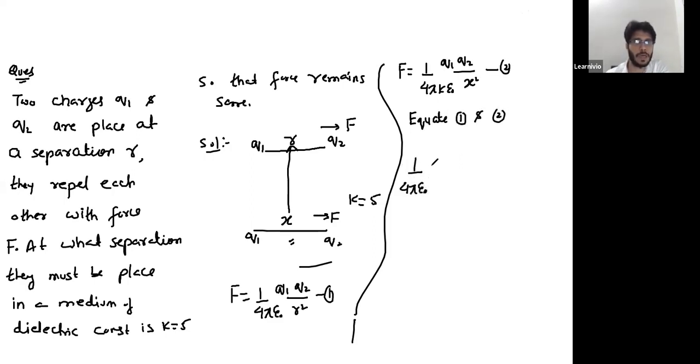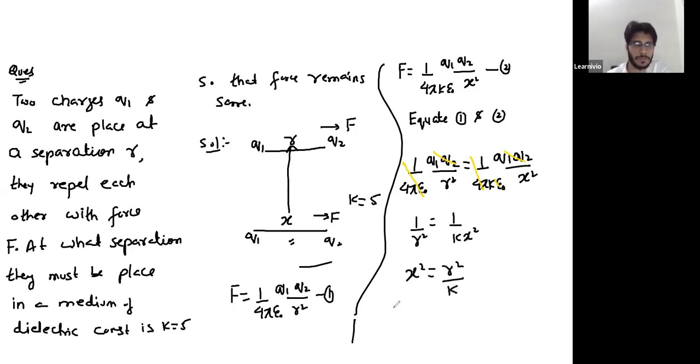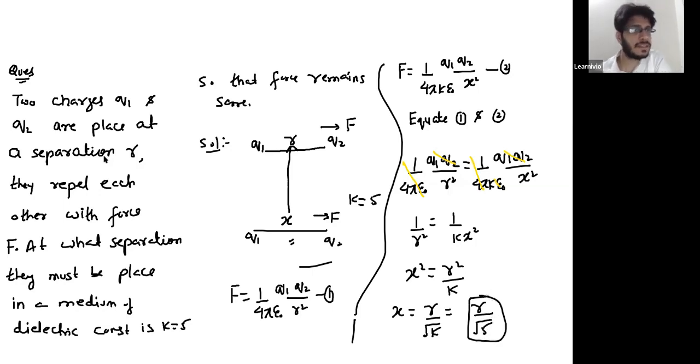So we get 1 over 4 pi epsilon naught, Q1 Q2 over R squared, equal to 1 over 4 pi K epsilon naught, Q1 Q2 over X squared. The 1 over 4 pi epsilon naught and Q1 Q2 cancel, so we are left with 1 by R squared equals 1 by K X squared. So X squared is R squared over K, and your X is R over root K. K is 5, so X will be R over root 5. So at this separation, in a medium of dielectric constant 5, the force will not change.